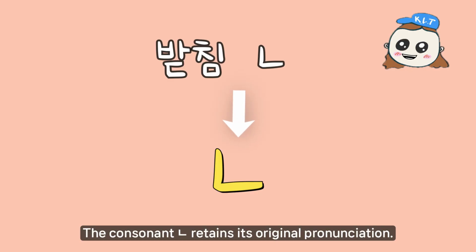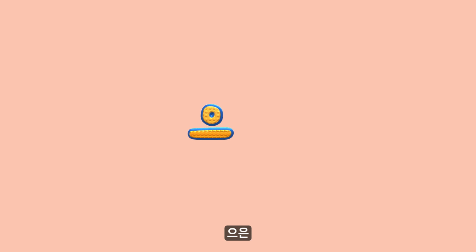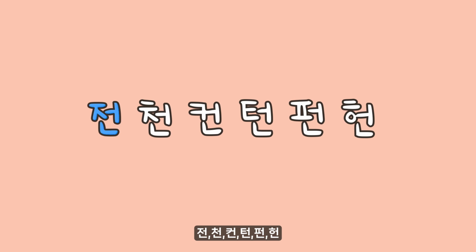The consonant 니은 retains its original sound. Let's practice 니은. 은, 은, 은. Here are some example sounds. 천, 컨, 턴, 펀, 헌. Here are some example words.